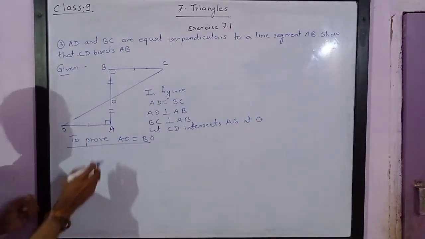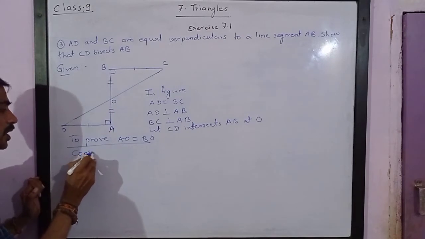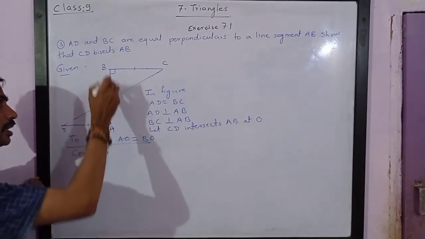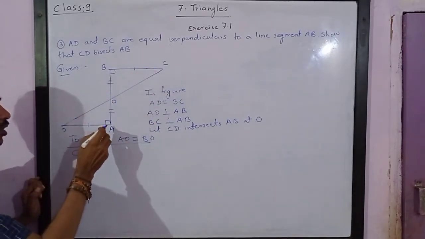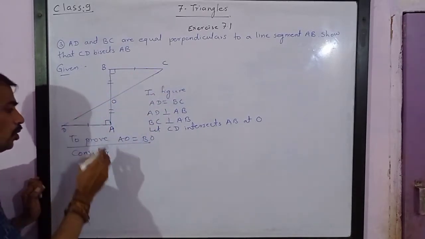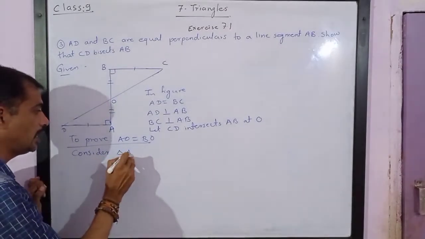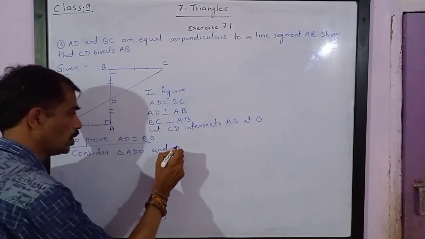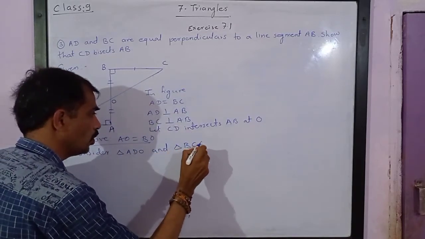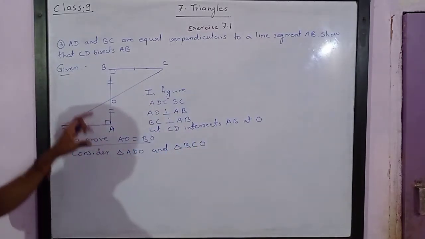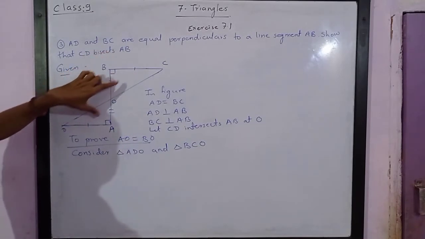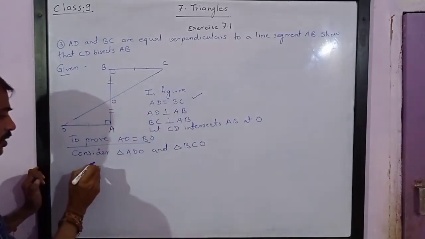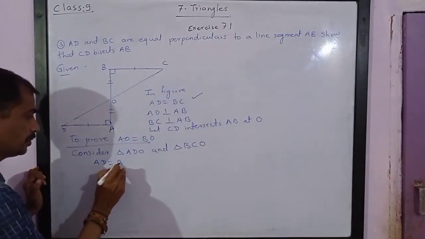Now, consider triangles. Consider this triangle and this triangle. So we are going to consider triangle ADO and triangle BCO. When you consider these two triangles, we have to think of them separately. So AD is equal to BC. This is what is given to us. AD is equal to BC.